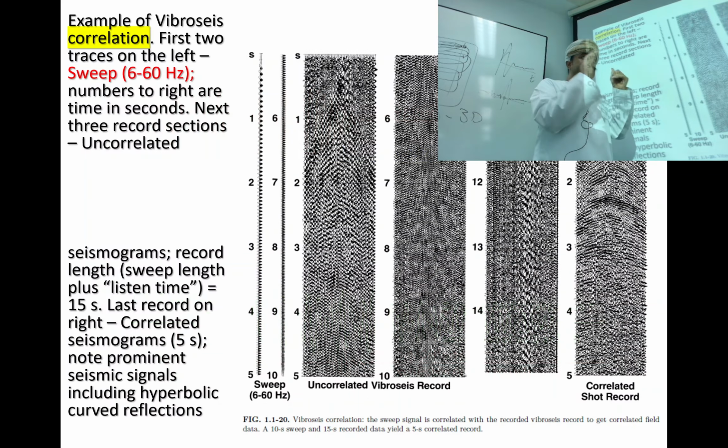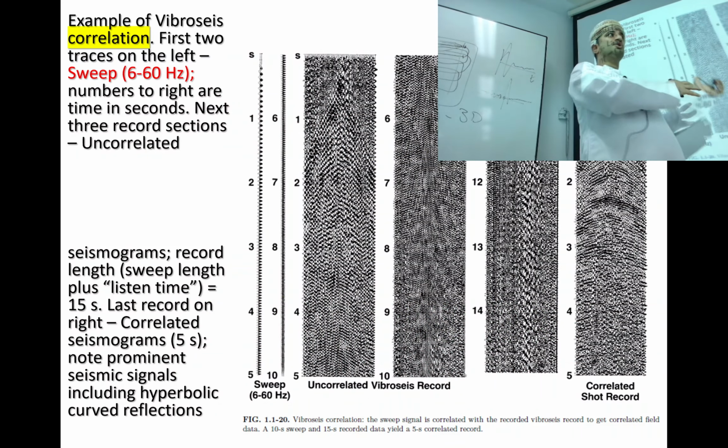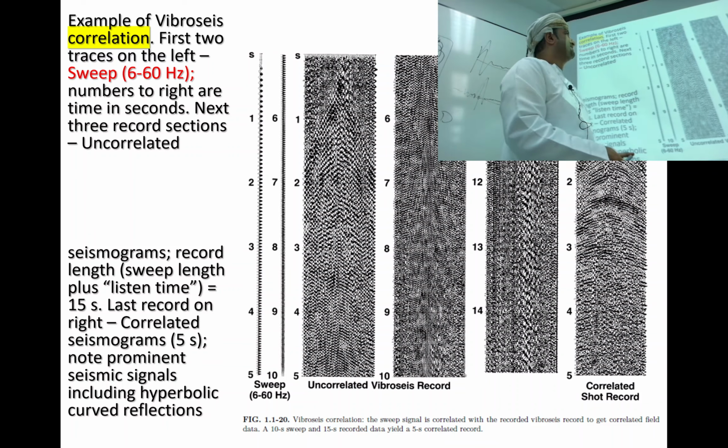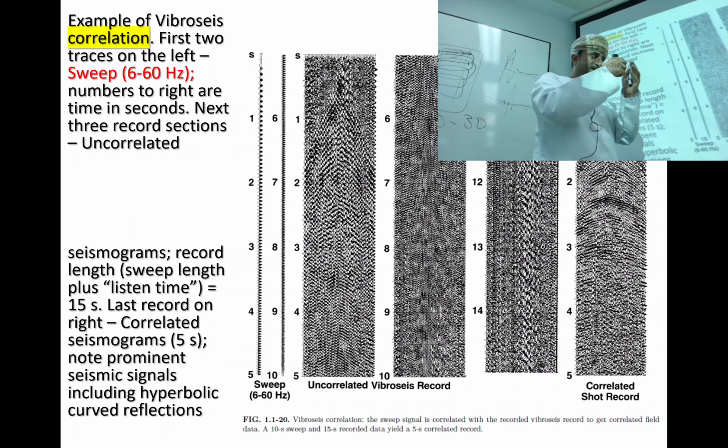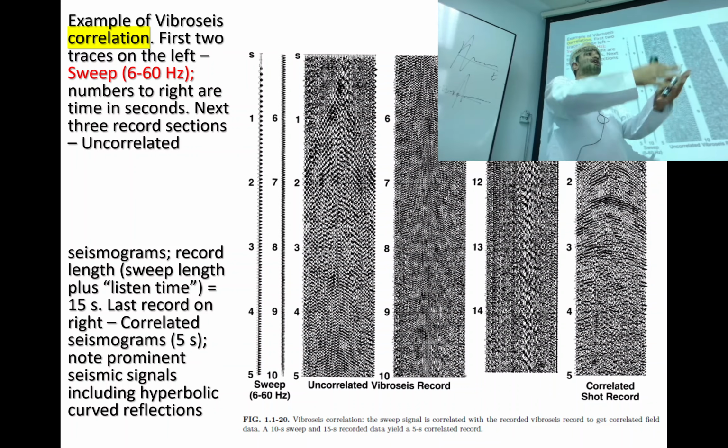So here, this is the real data. What you saw before were just simple data. These are real. It's a vibroseis with a lot of traces.